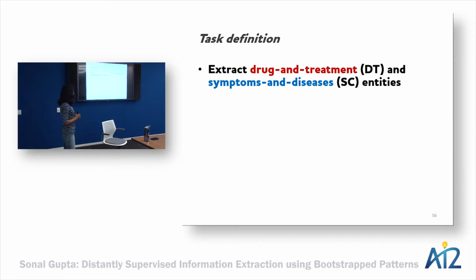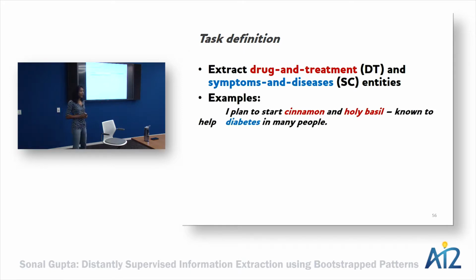So the task is we want to extract drugs and treatments and symptoms and diseases from text. Over here, for example, the sentence is, and this is a real example from the forum, I plan to start cinnamon and holy basil known to help diabetes in many people. So you want to extract cinnamon and holy basil as drug and treatment and diabetes as a symptom or disease. And people basically come there and talk about home remedies and herbs and whatnot, which you really cannot find in any lexicon.